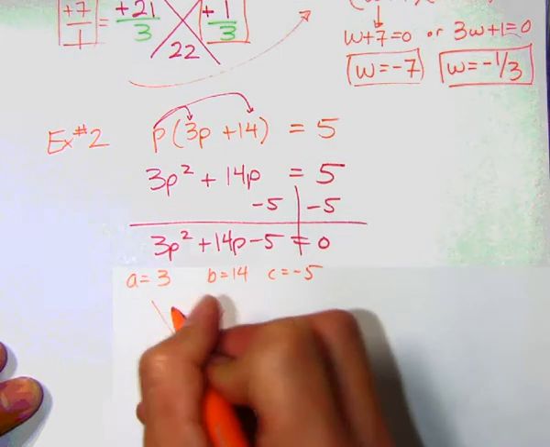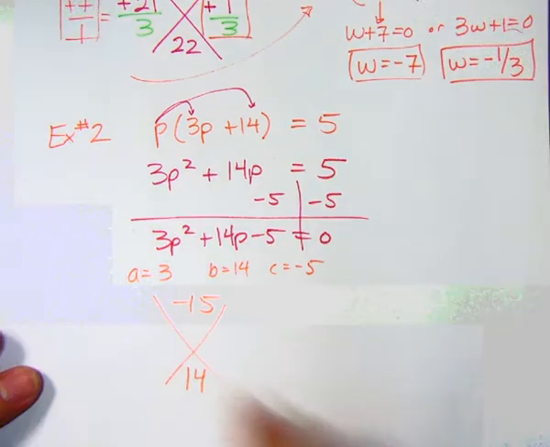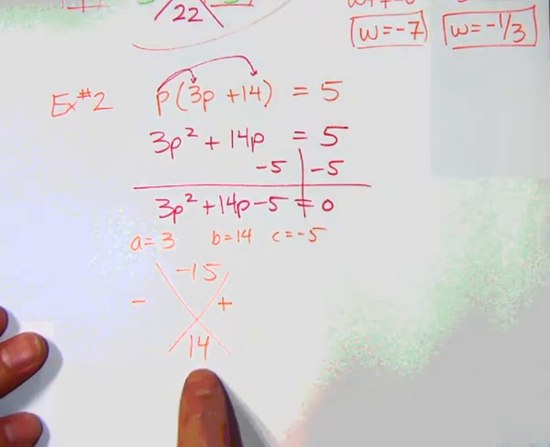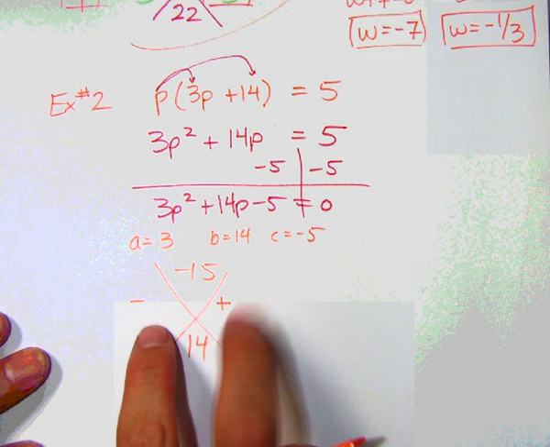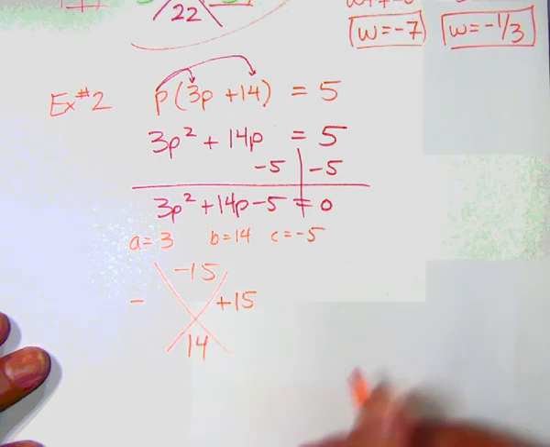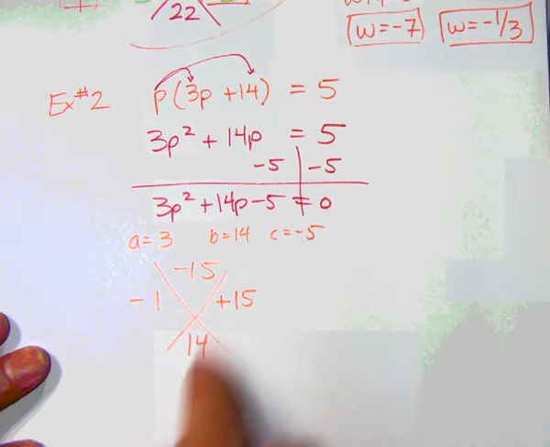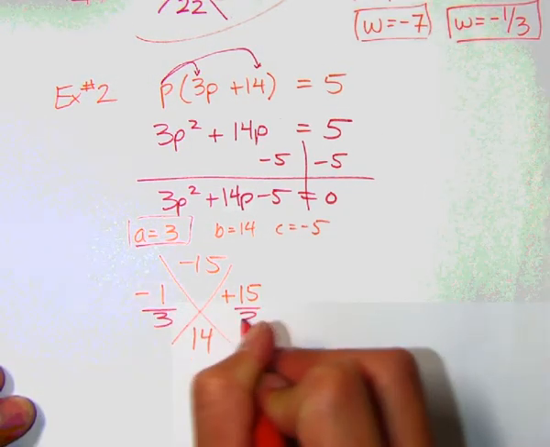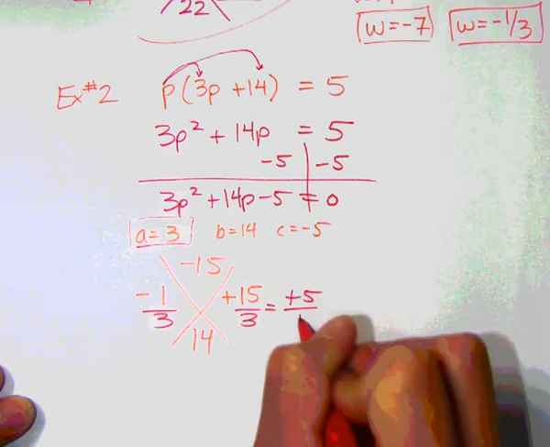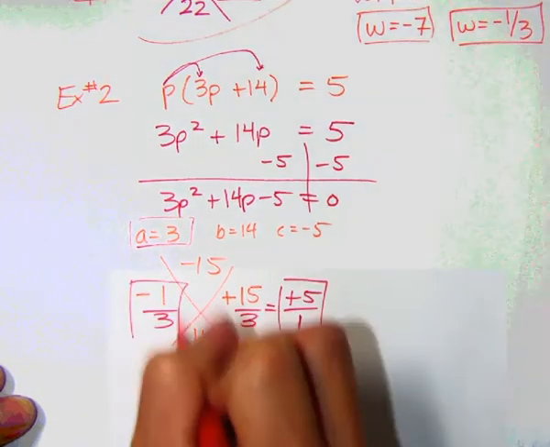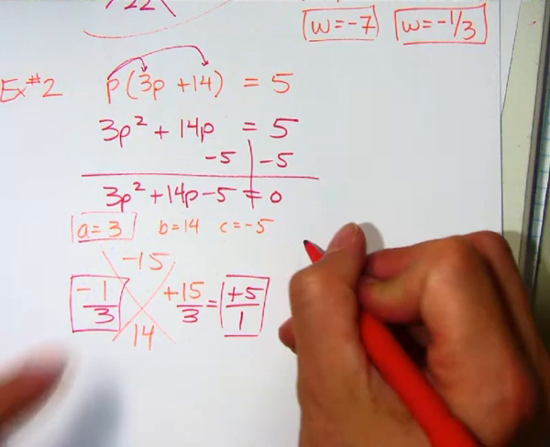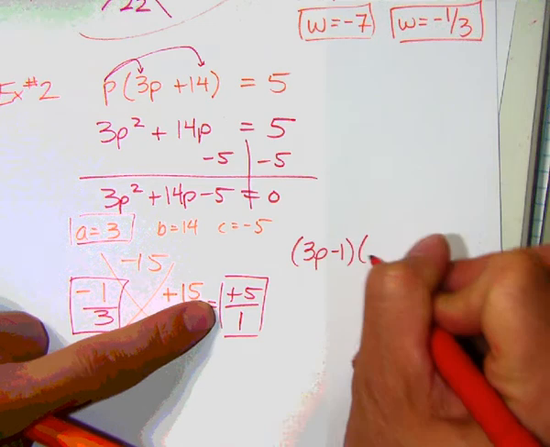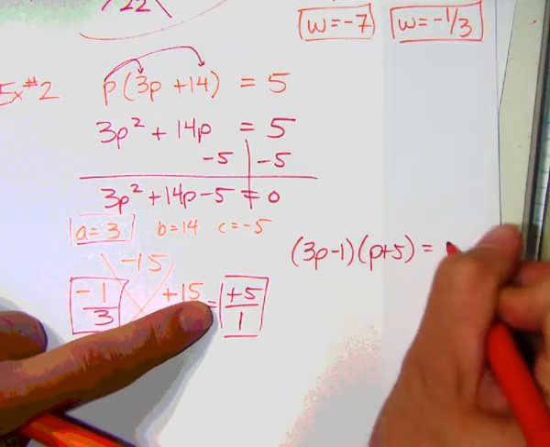No AC in the basement. The negative value tells me that one of them is negative and one of them is positive. The fact that my bottom number, my sum, is positive means that the larger one was positive. This is going to be 15 times negative 1, and when I add them, I get that. My leading coefficient was 3, so I divide by that 3 and reduce when possible. So my answer here is going to be 3p minus 1 times 1p plus 5, and all that equals 0.